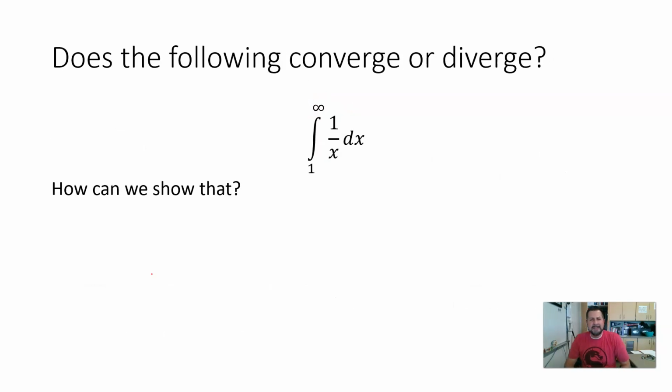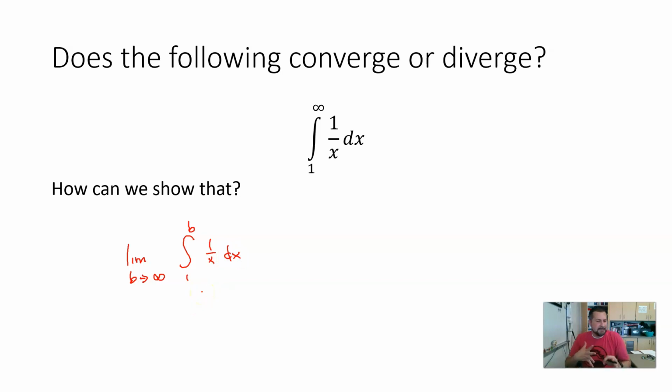So let's take a look at this one. Now, because I want to know whether this converges or diverges, and if it does converge, I want to know what it converges on, the very first thing we do every single time is we change these problems to limit problems. So I say this is going to be the limit as b approaches infinity of the integral from 1 to b of 1 over x dx.